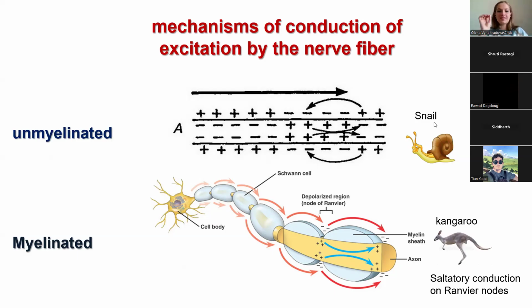Myelin is a substance created by special cells named Schwann cells. Schwann cells are 90% lipids. These Schwann cells wrap around our nerve fiber, and where we have a Schwann cell, we have myelinated fibers.